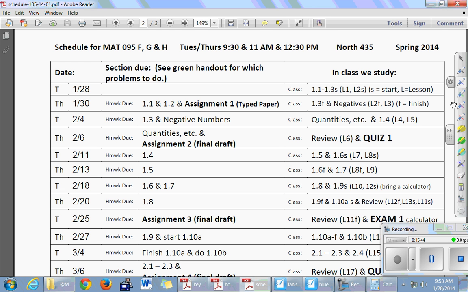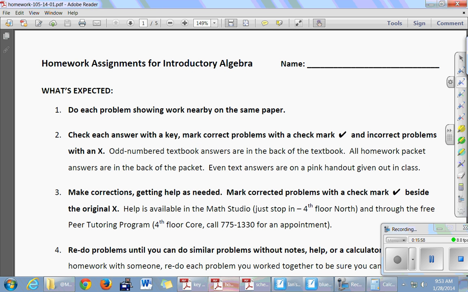Okay, so how do we know exactly what we're supposed to do for homework 1.1 and 1.2? That's where the next document comes in. It's green. And the green thing is the homework assignments for the whole semester. It is this one right here.